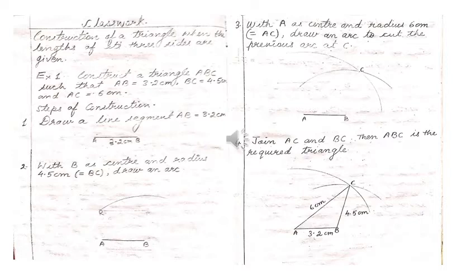from there. Now with A as a center and radius 6 centimeter, draw an arc to cut the previous arc at C. Now from point A, try to take a length of 6 centimeter, and then with that arc try to cut it where you have already made it from point B. So join, now that point is C. Now join AC and BC, then ABC is the required triangle as you can see on your figure. BC is 4.5, AC is 6 centimeter, and AB is 3.2 centimeter.